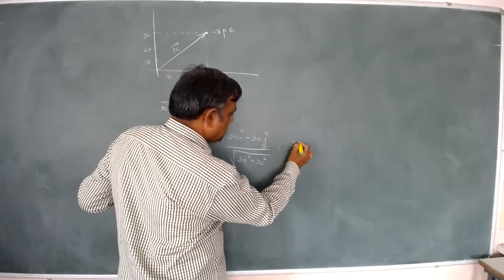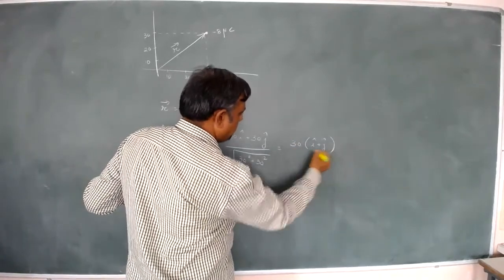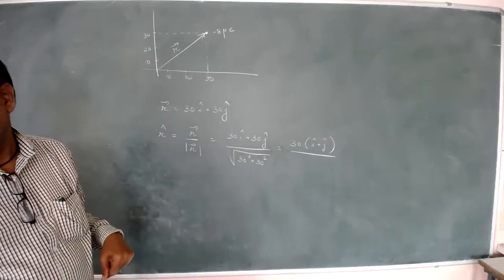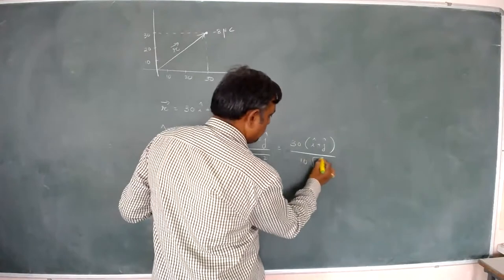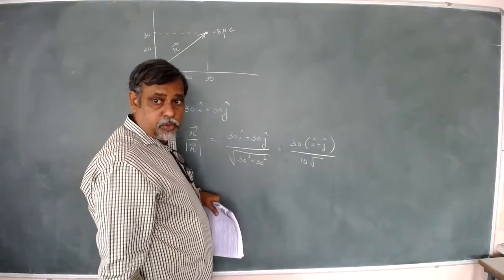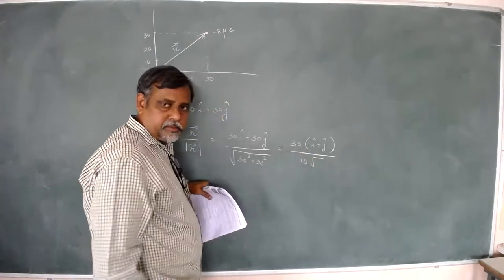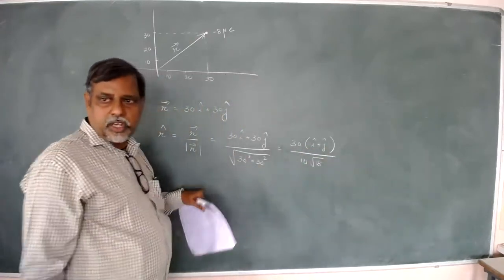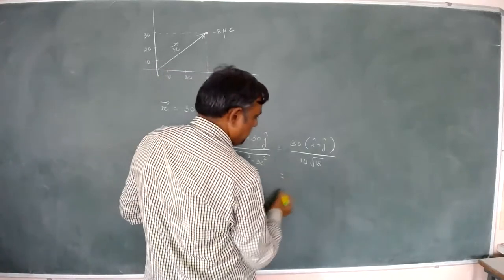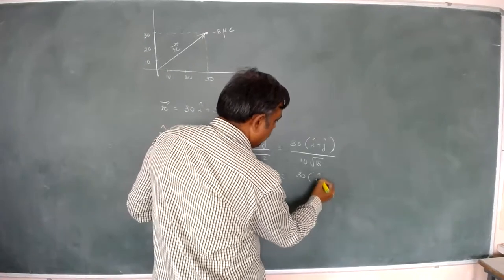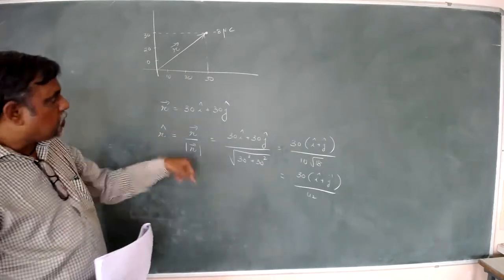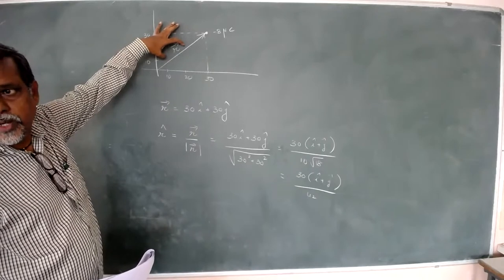30 square plus 30 square, how much? So this is 30 into i cap plus j cap divided by under root 900 plus 900, 1800, 18 into 100. So 10 root 18, that is 10 into 3 root 2. Why this approximation we will take? So root 18, 4 4 16, approximately 4.2 we can take. 4.2 into 10, 42. So 30 into i cap plus j cap divided by 42. So approximately 42 is the distance.